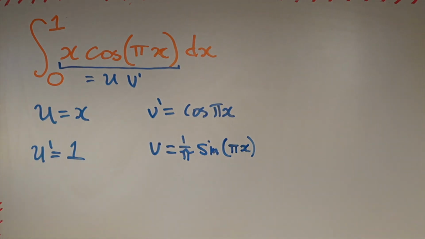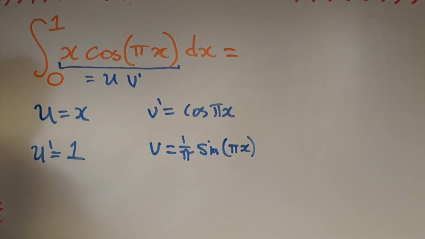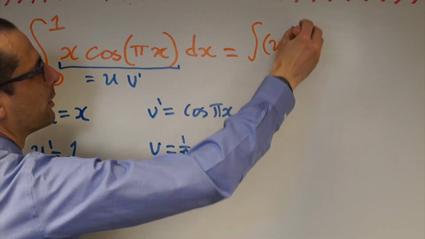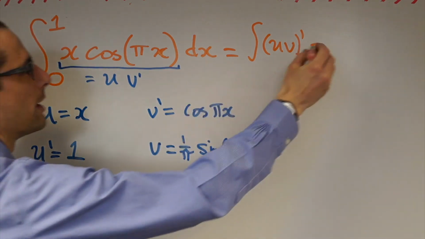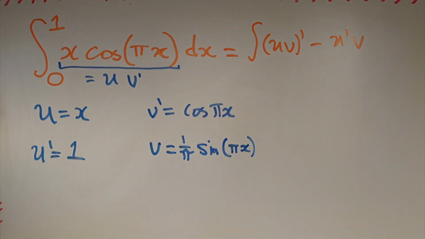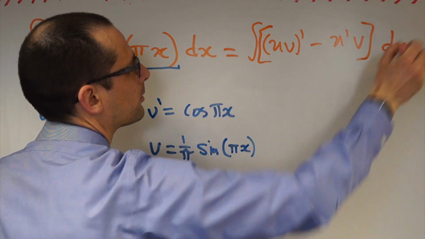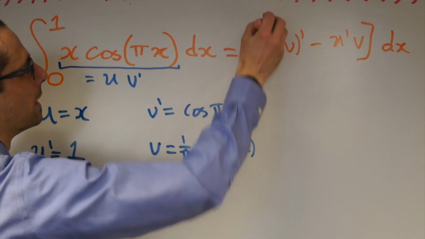So now that we've written our integrand as u times a v prime, we can transform the original problem into the integral of the derivative of the product of u and v, minus the integral of u prime times v. That's the rearranged product rule that we've just used inside the integrand. So then let's write that into two chunks, and that's again from 0 to 1.